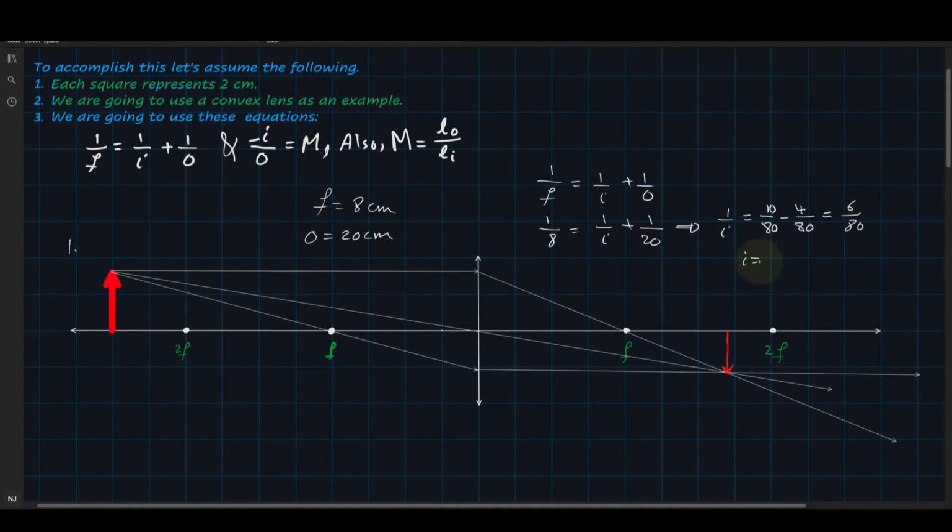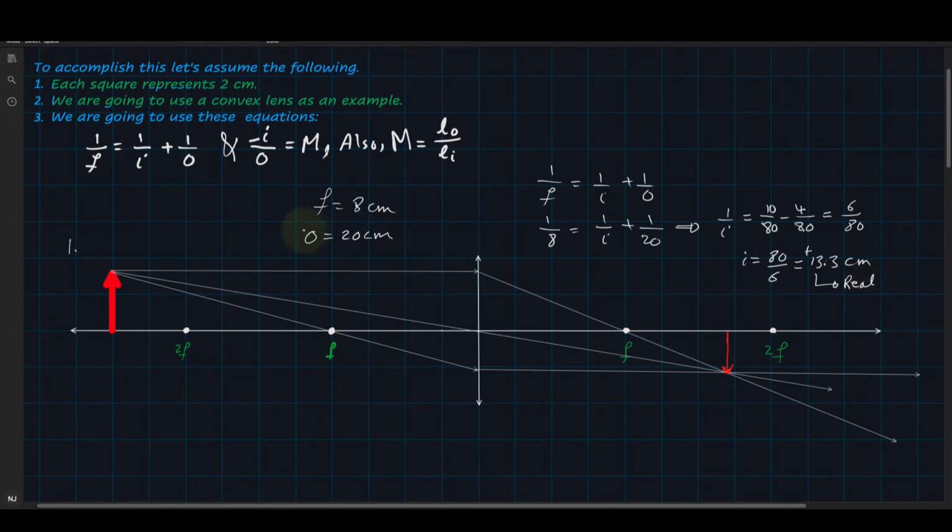So I is equal to 80 over 6 centimeters, and if I use a calculator, I find it to be equal to 13.3 centimeters. Now notice 13.3 centimeters is a positive number. This positive number tells us that the image is real. So that's the first property we got.